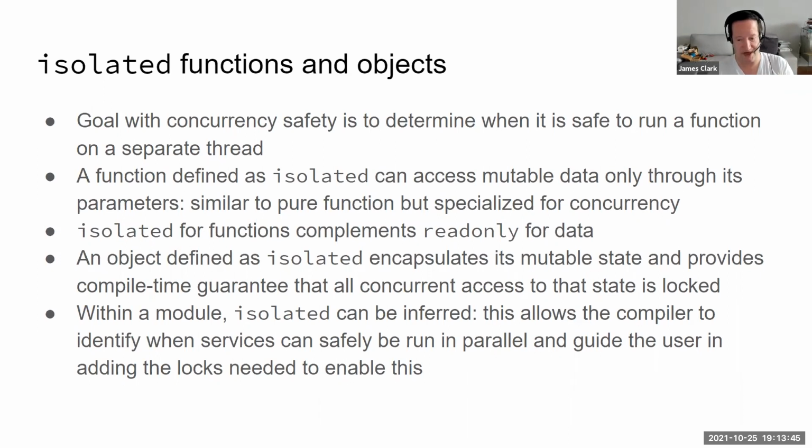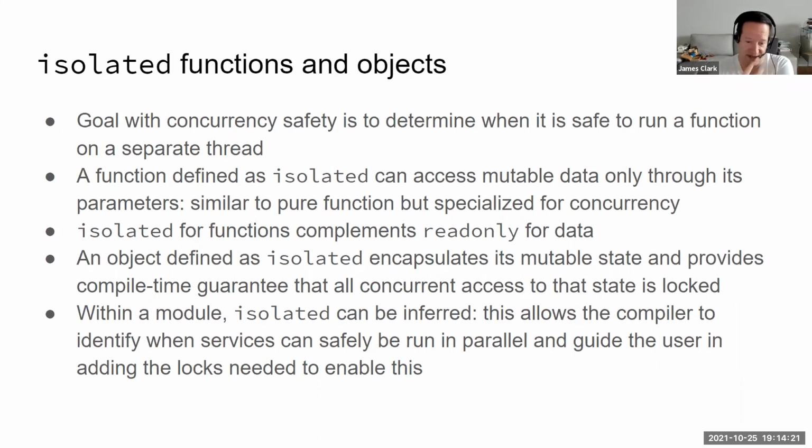So instead, we have a weaker constraint: they can't access mutable global data. They can access read-only global data, and they can also access their parameters. So if you pass them mutable data in a parameter, they can access it. But by saying they access mutable data only through the parameters, the caller can make them safe. If the caller passes in any parameters that are not shared, then it can ensure that it's safe to run the function in parallel.